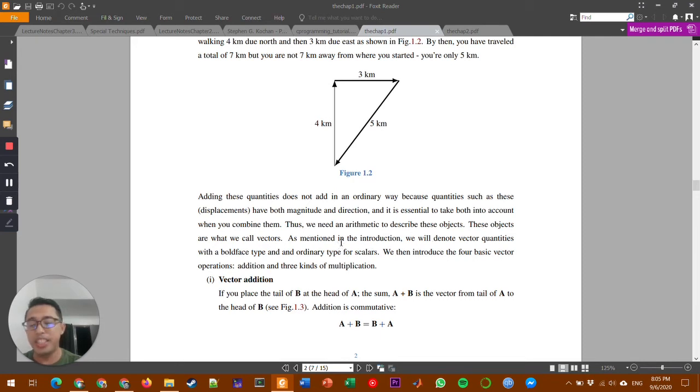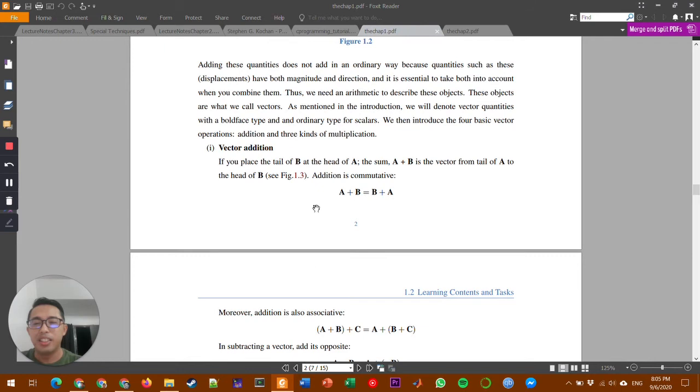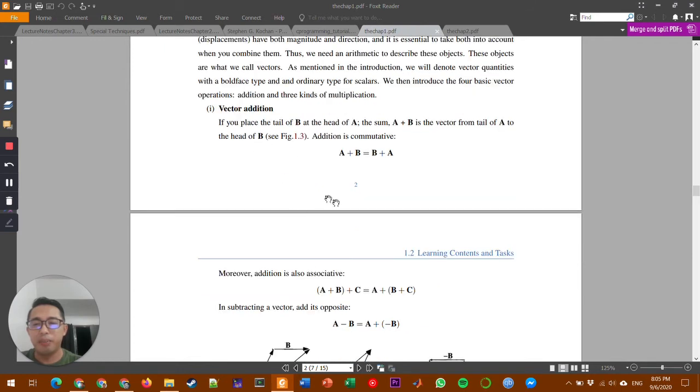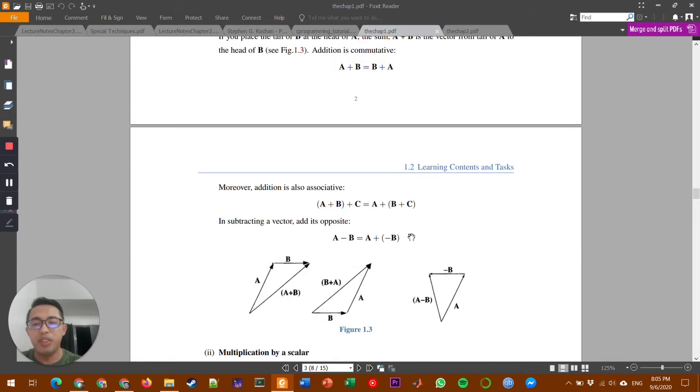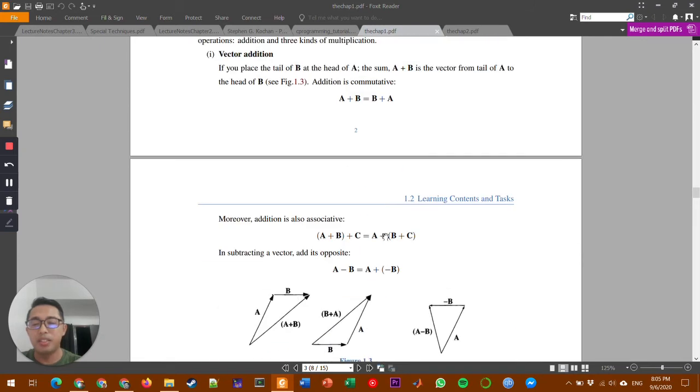As mentioned in the introduction, we will denote vector quantities with boldface type and ordinary or italic type for scalars. We will then introduce the 4 basic vector operations: the addition and the 3 kinds of multiplications. So let's take a look at addition. Let's say you have 2 vectors, A and B. How do you add these 2 vectors?